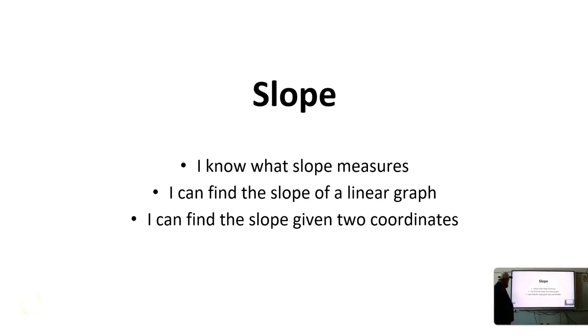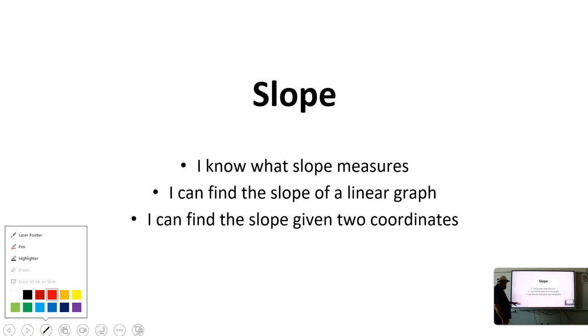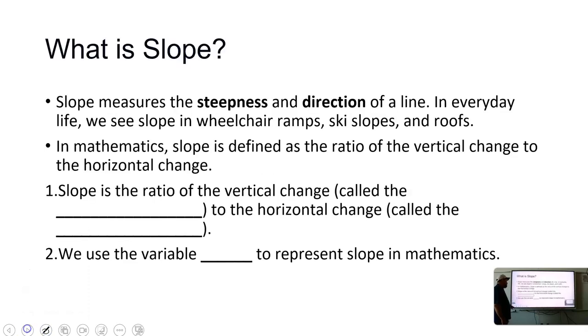All right, so to begin this next module, we're going to do a review on slope. Our goals: I know what slope measures, I can find the slope of a linear graph, and I can find the slope given two coordinates. This is our goal, to be able to say all three of those.